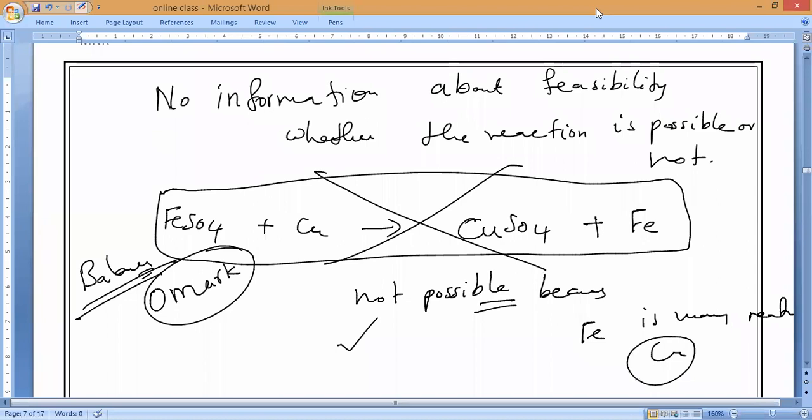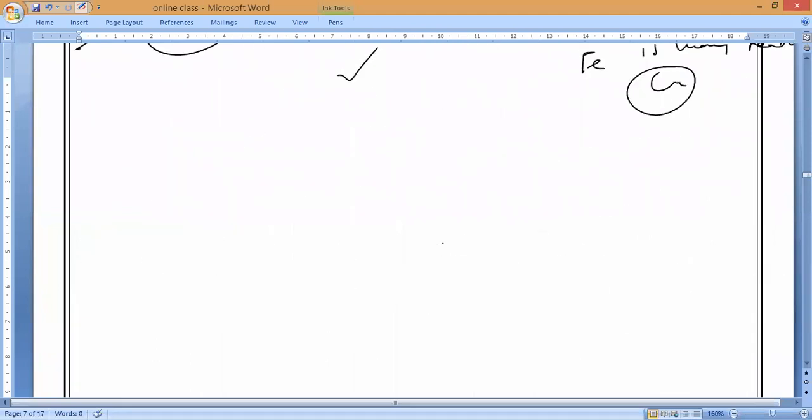Clear? Yes, sir. So sometimes in the exam, already balanced equations will be given to you. So don't try to balance them again. Always follow the conditions which I already taught you. That is what I want to suggest to you.